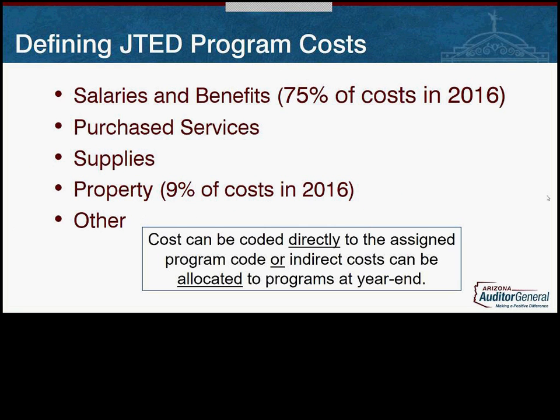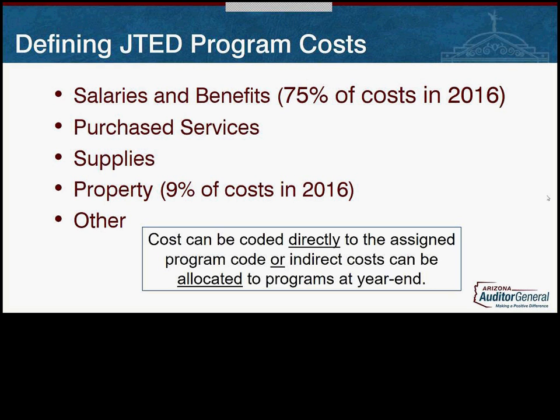There are two ways that costs can be included in the JTED cost reporting, either as directly assigned costs coded in the accounting records during the year, or as indirect costs that are allocated to the applicable programs at year end. Ultimately, the goal is to have most of your costs directly assigned during the year to minimize the need to analyze and allocate costs at year-end for reporting. But we realize that getting to that goal may take some time.